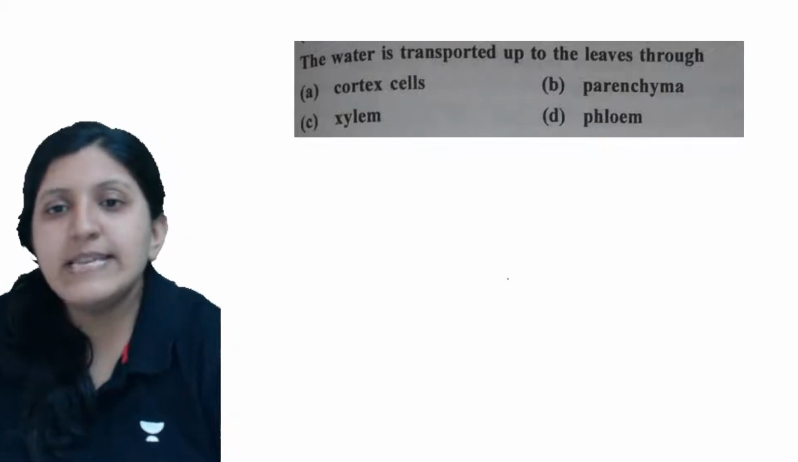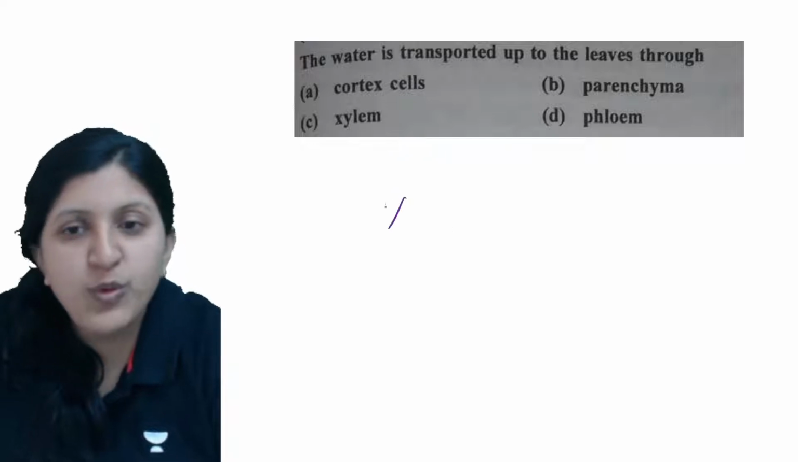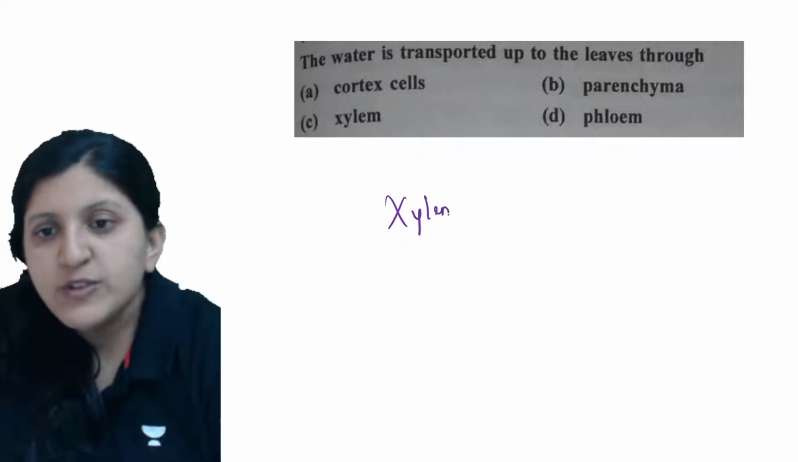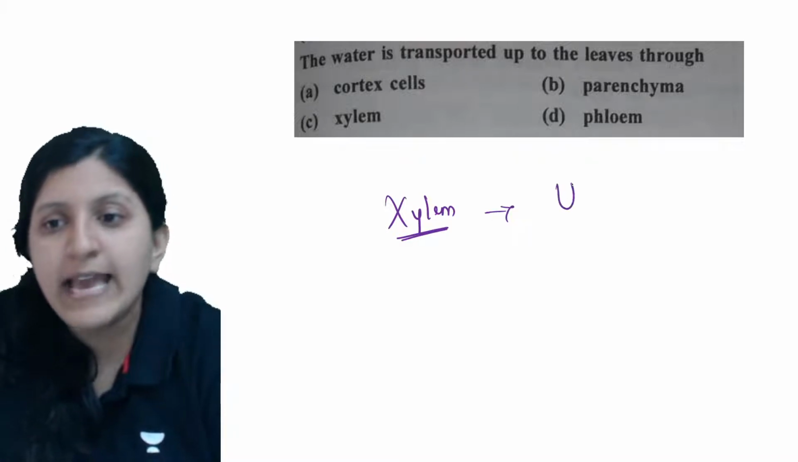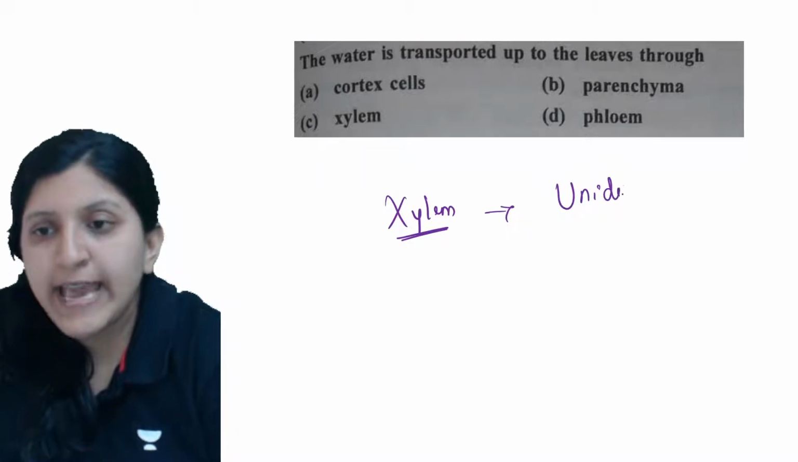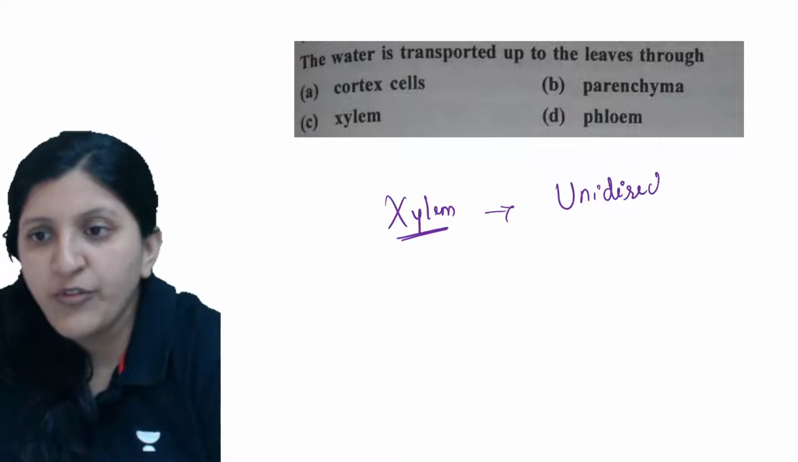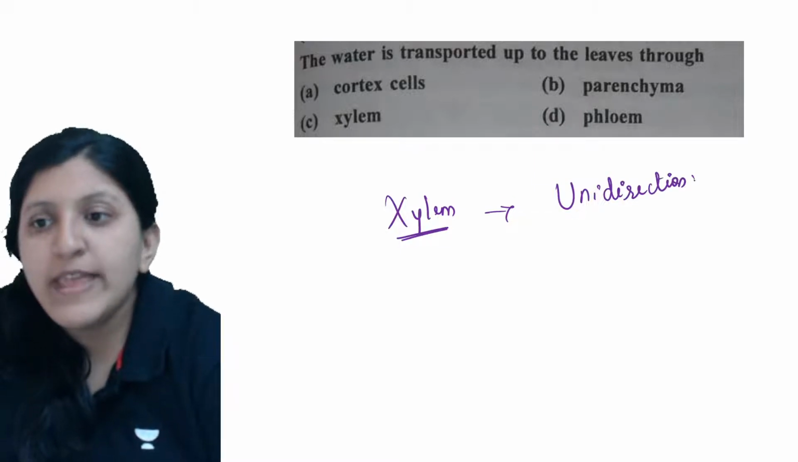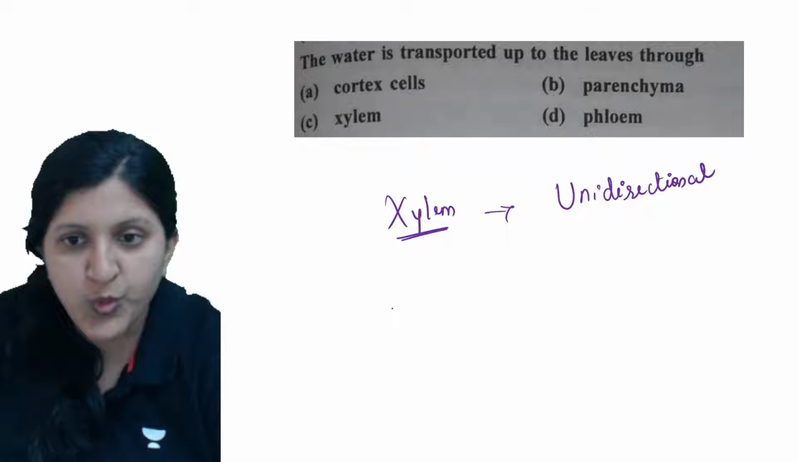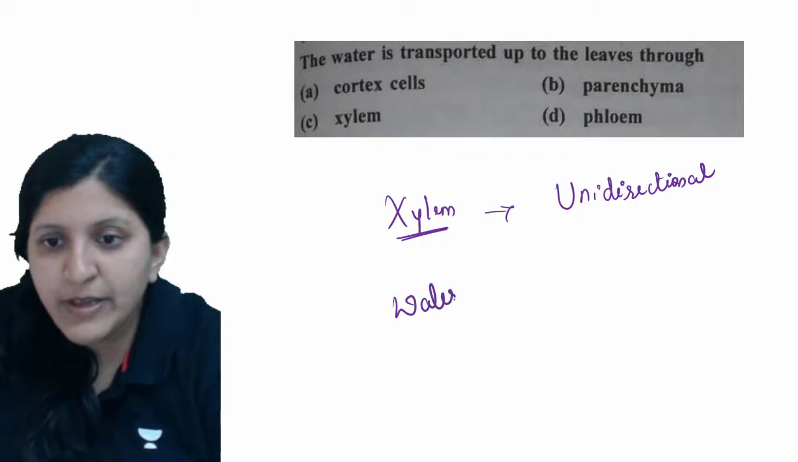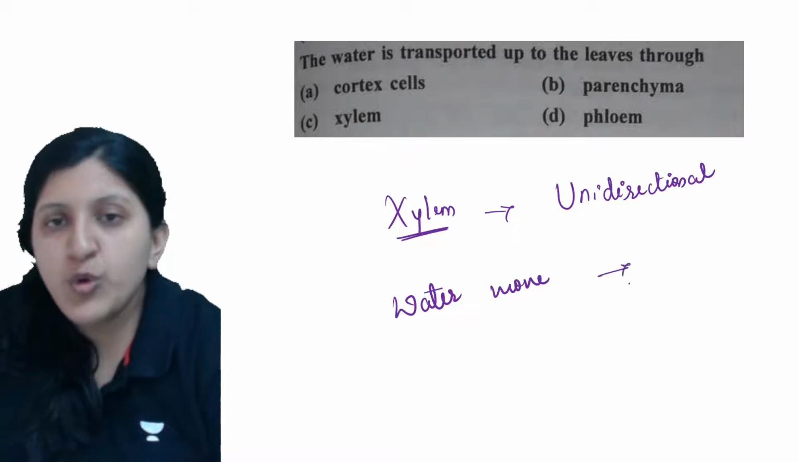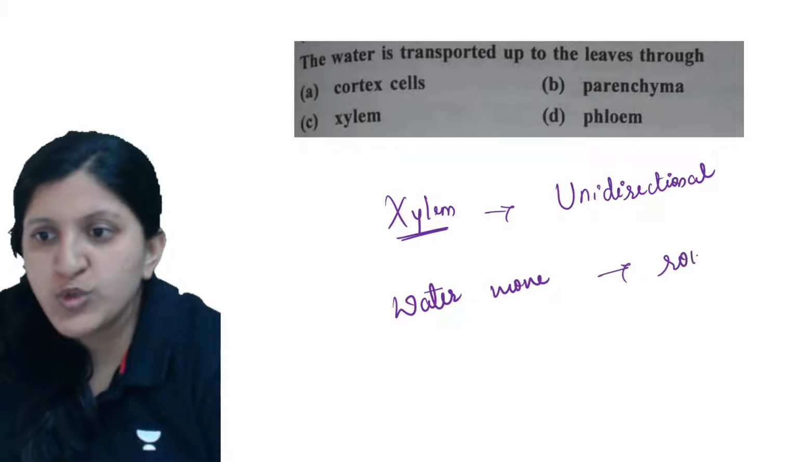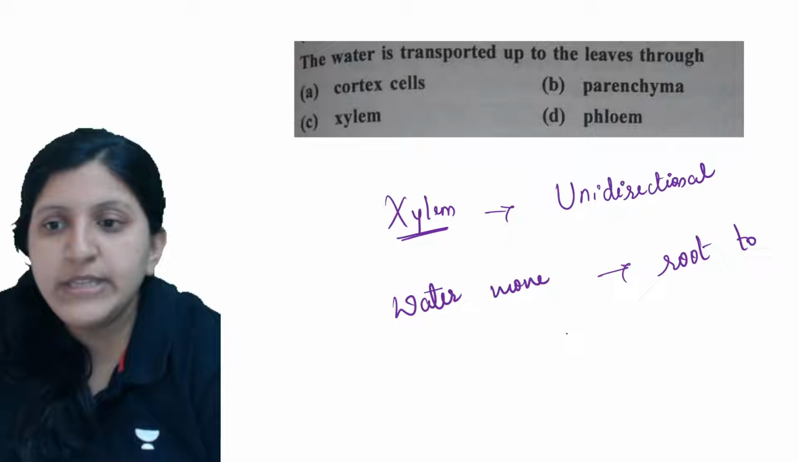So we all know that xylem is the tissue through which water transportation occurs, and xylem is unidirectional. What is the meaning of unidirectional? That means the water has to move in one direction. Water will move from where to where? The water will move from the root to the upper parts of the plant body.